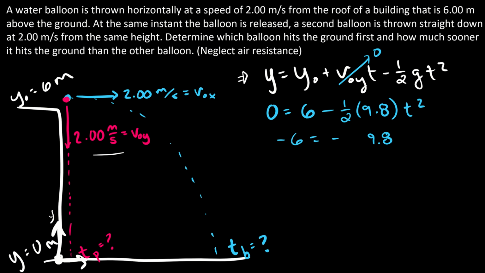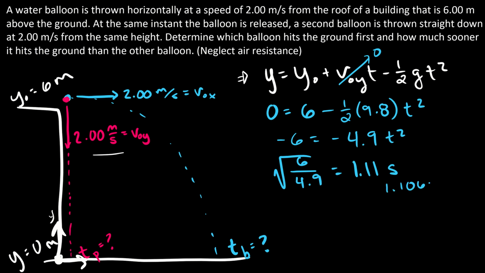Actually, let's just multiply that together: 4.9 t squared. So we divide 6 by 4.9 and take the square root of that to get, it rounds to 1.11 seconds, but on my calculator, I'm going to store that so when I subtract, I don't lose any decimal places and don't have any rounding errors. So it's really 1.1065, like 7-ish. So that's when our blue water balloon hits the ground.